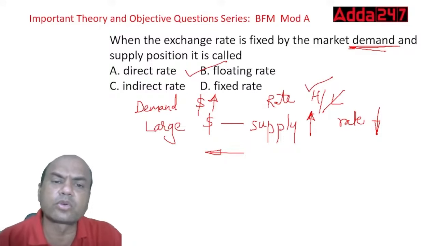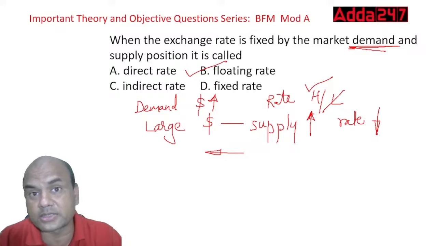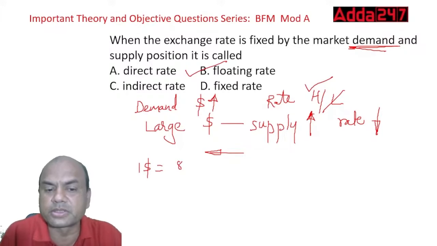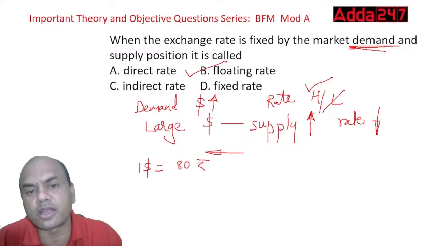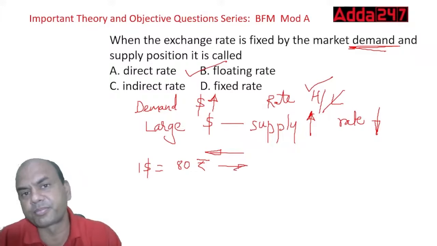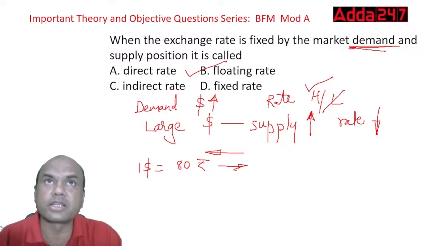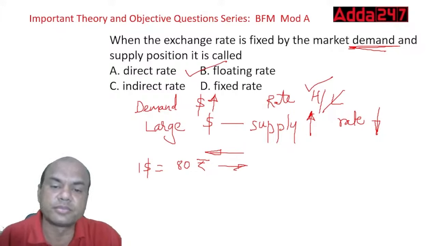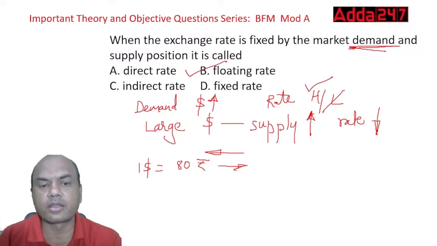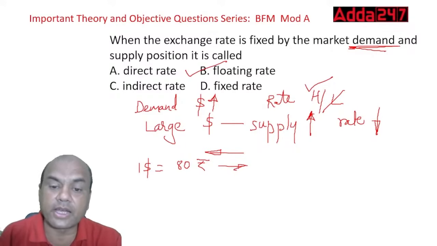Fixed and floating are the two main rates. Direct and indirect rates are also there. What do we use in India? If I say $1 equals 80 rupees, is this a direct rate or indirect rate? Type in the comment section. Direct or indirect? What is this called, guys? It is called a direct rate.